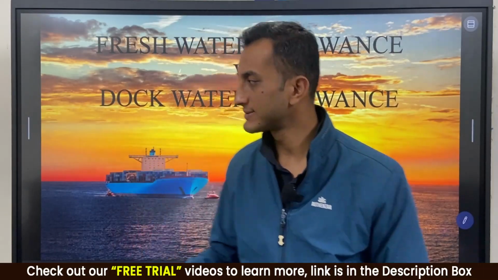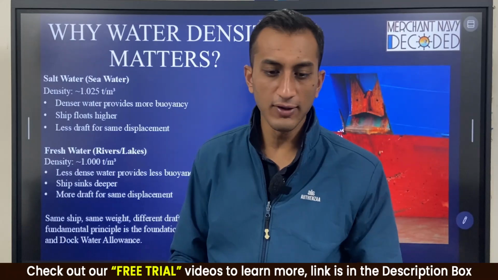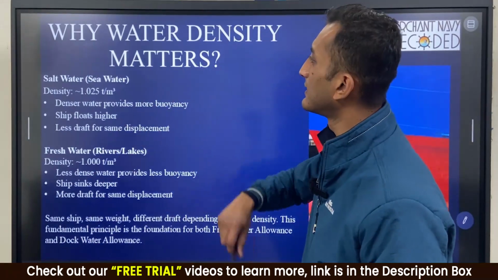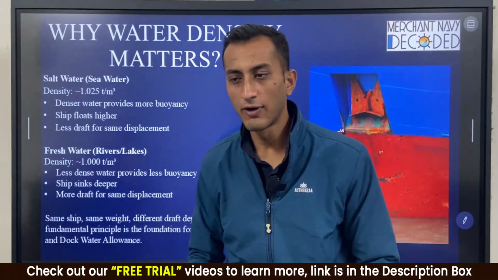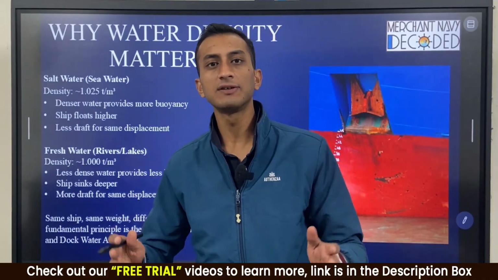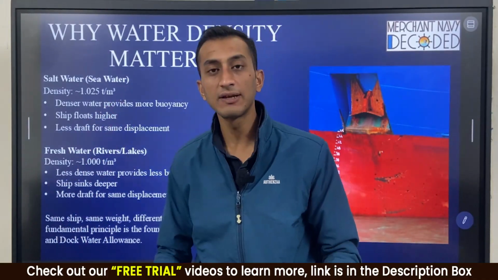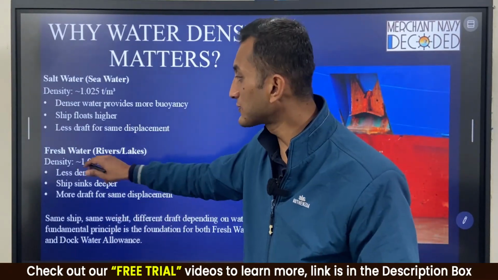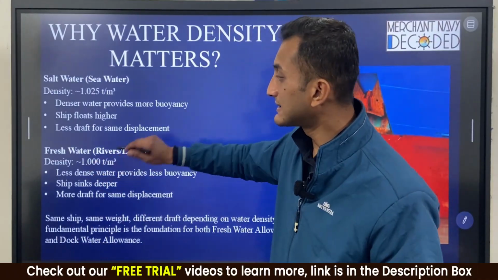We'll understand what it is. So the freshwater allowance and the dockwater allowance, the game revolves around the word known as water density, and with water density comes why water density matters. Water density is actually so important because it determines how deep a ship will sink. For one density like 1.025, it might not sink that much with the same weight, but for the freshwater it might sink deeper because of less density.